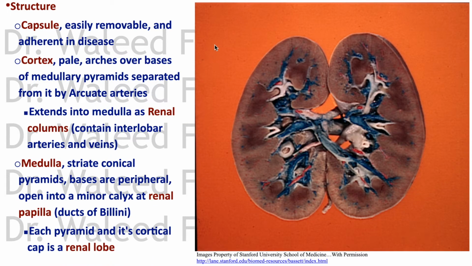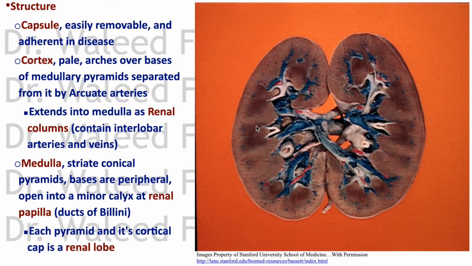For the structure of each kidney, you have the renal capsule first, and then a pale part at the outside. This is called the renal cortex, and as you can see here, the cortex extends between these structures, which are called the renal pyramids. This is the medulla of the kidney.